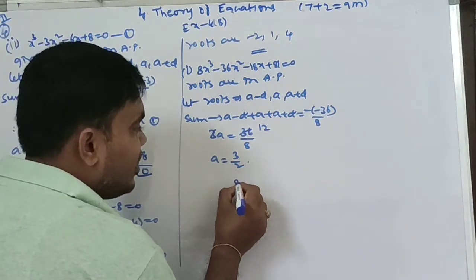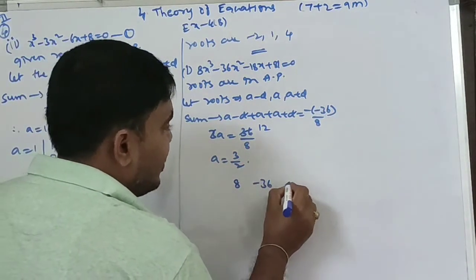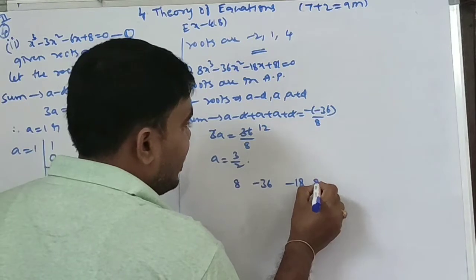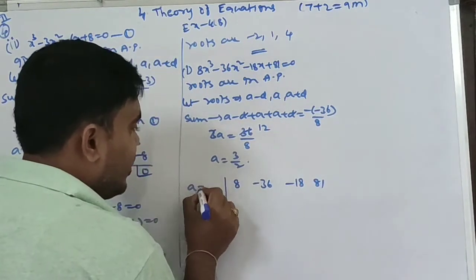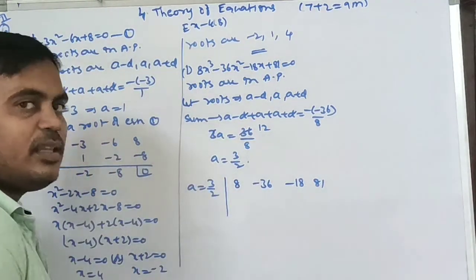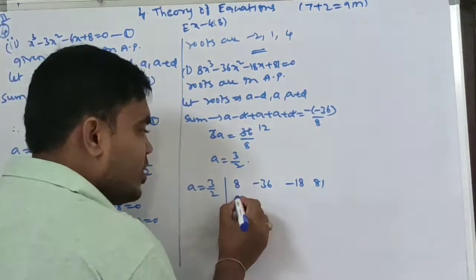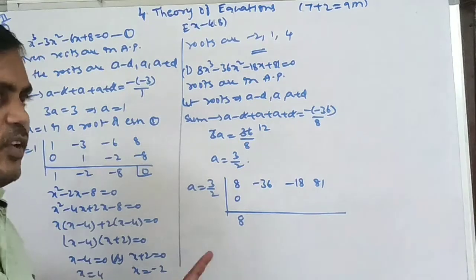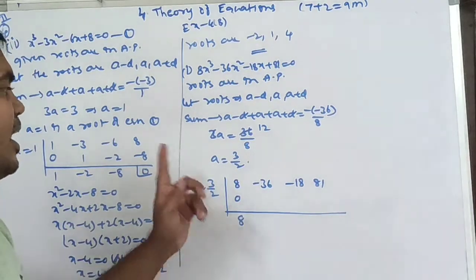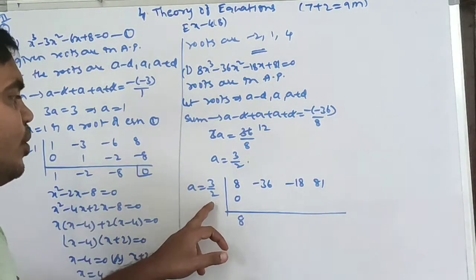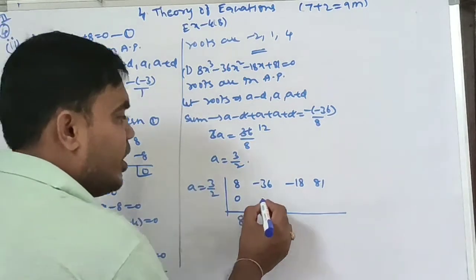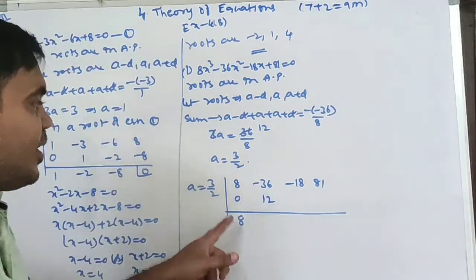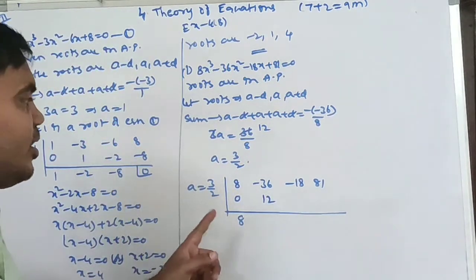8, minus 36, minus 18, 81. A equal to 3 by 2. I want to apply Horner method. So I am taking 0 initially. 8 plus 0, 8. Observe carefully: I want to divide first, later multiply. 8 by 2, 4. 4 into 3, 12. Understand? 8 by 2, 4. 4 into 3, 12.